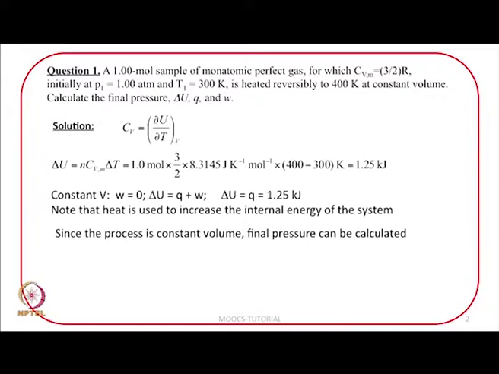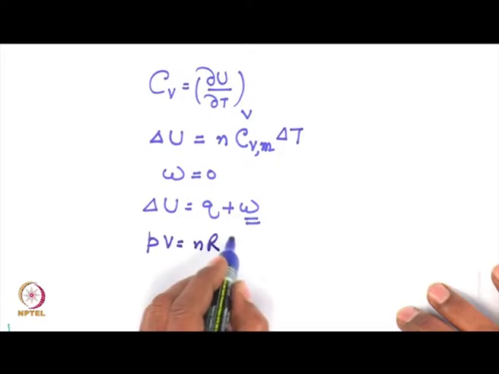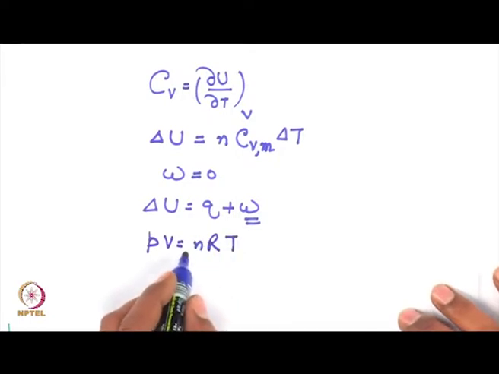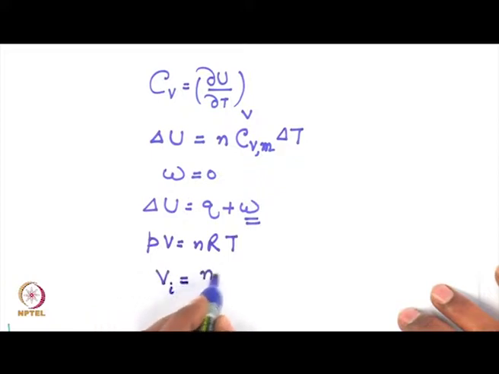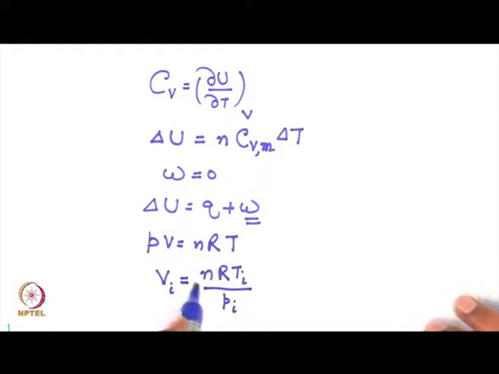Now, the only thing which is remaining is to calculate the final pressure. The gas is ideal. So, whenever a gas is ideal, I can use the expression PV is equal to N R T, and initial volume can be calculated from N R T I upon P I. All the information is given, N is given, R we can choose in some suitable units, and initial temperature and initial pressure are given. Let us take a look at the calculations.